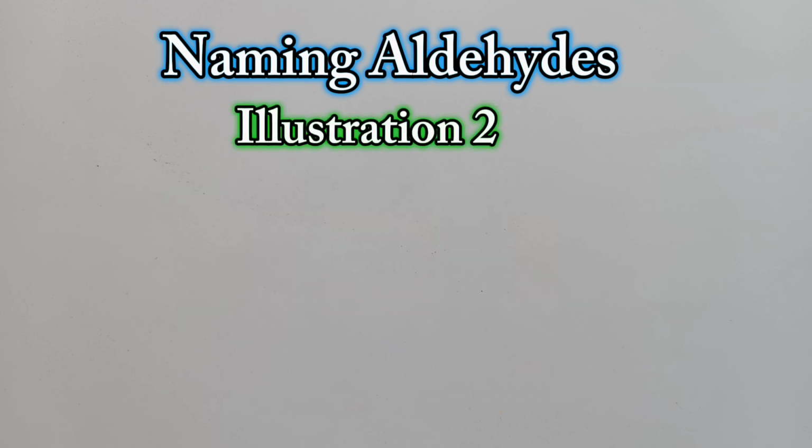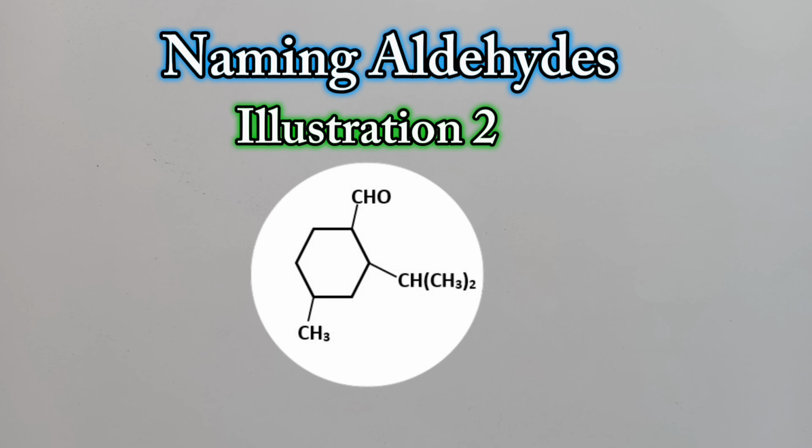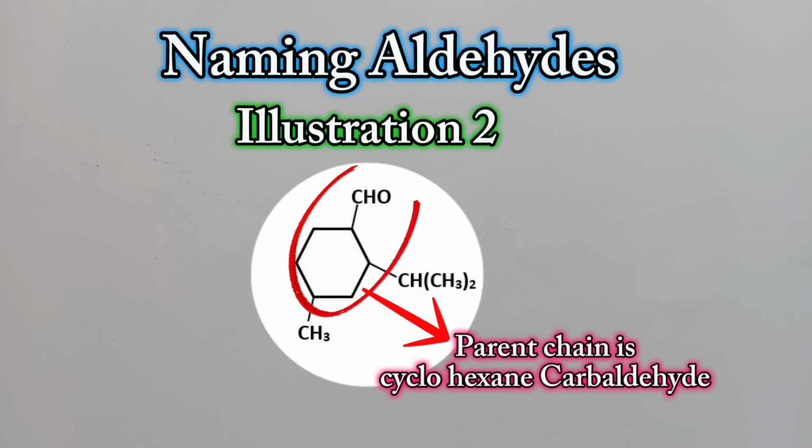Our second illustration displayed there is also for nomenclature. After observing our illustration, realize that we have a cyclic chain with a carbonyl group attached to it, and without wasting time, the parent chain is that cyclic chain with the carbonyl group, which generates the parent name cyclohexane carbaldehyde.